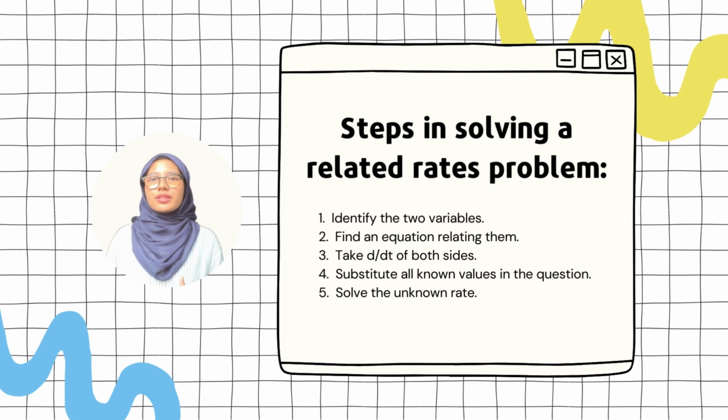So, how do we tackle a related rates problem? Let's break it down step by step. First, identify which variables are changing and need to be related. Secondly, find an equation that connects these variables and their rates. Thirdly, take the derivative of both sides of the equation with respect to time, which is d over dt. Next, substitute all known values and rates given in the problem. Finally, solve for the rate of change of the unknown variable.